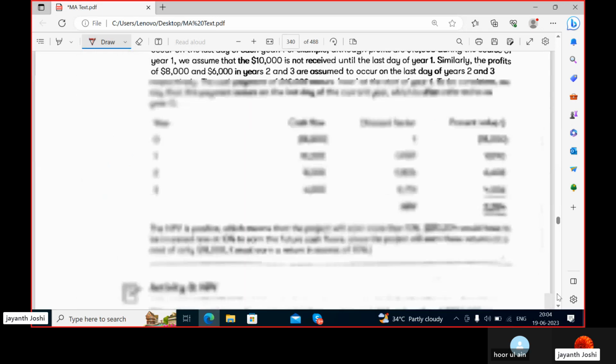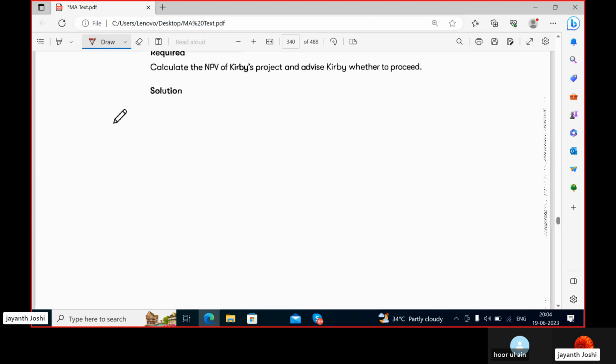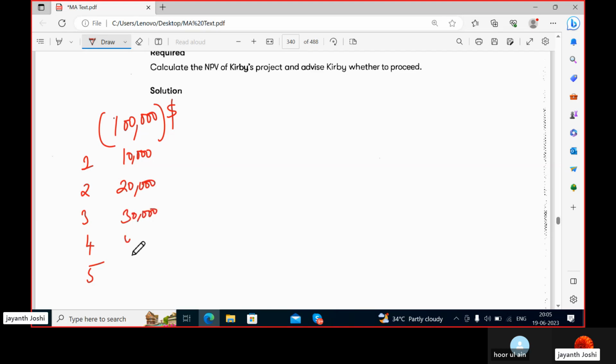So now I will come to this here. This is my investment, $100,000. And this is a negative figure, because this is an investment, it's an outflow, and every year you are expecting some cash inflows for 5 years, let's say. So you are expecting the cash inflows in this way: $10,000, $20,000, $30,000, $40,000, $50,000.